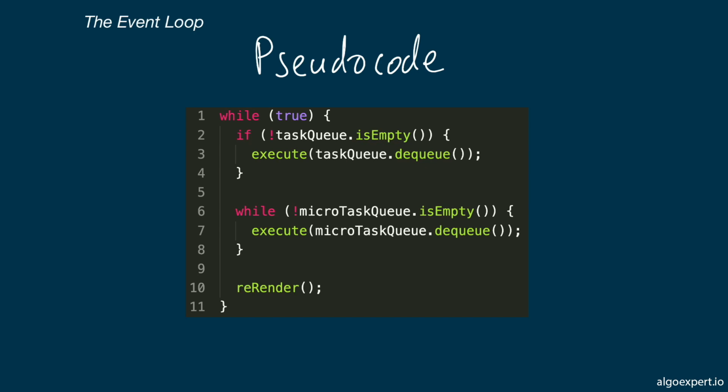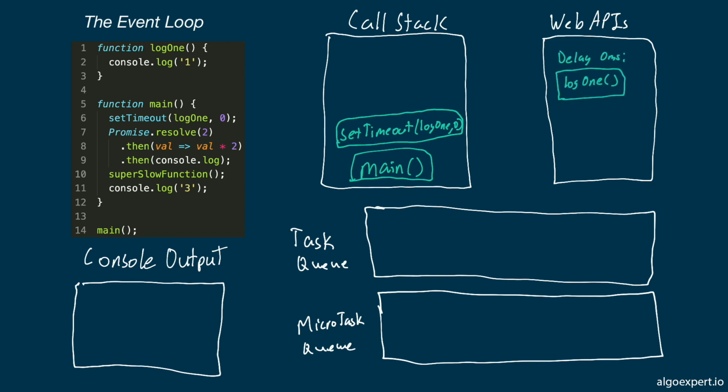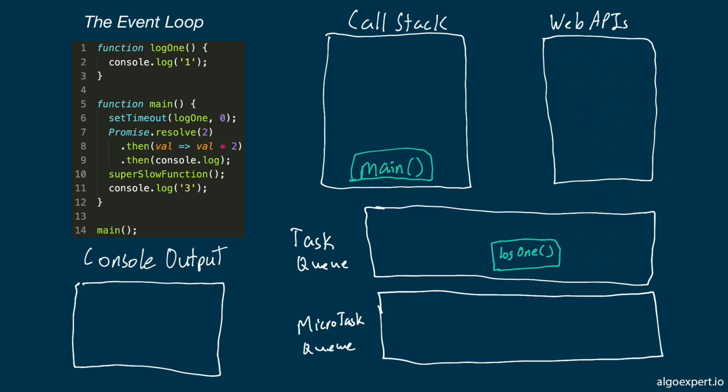Okay, so now let's take a look at an example to combine all of these concepts together and see how they interact with each other. In this code, we start by calling main, which gets added to the call stack. Then we call setTimeout with log1 and a 0-second delay. This will first be pushed onto the call stack. Then this calls the web API, which keeps track of that 0-second delay, as well as the callback function that we pass to it. So this means we can pop setTimeout off of the call stack. However, since the delay is 0, log1 can be immediately queued up in the task queue.